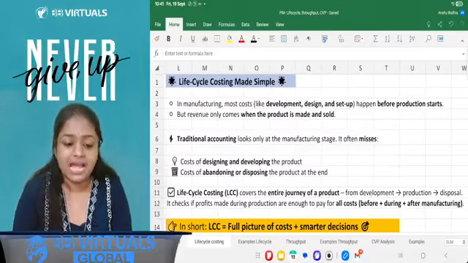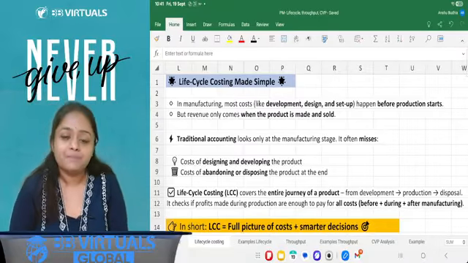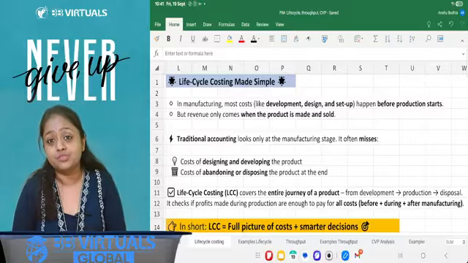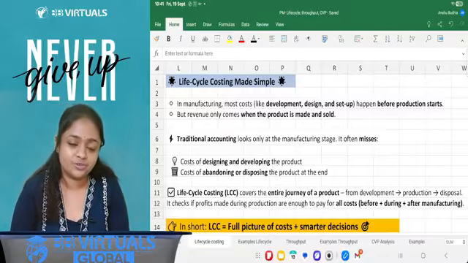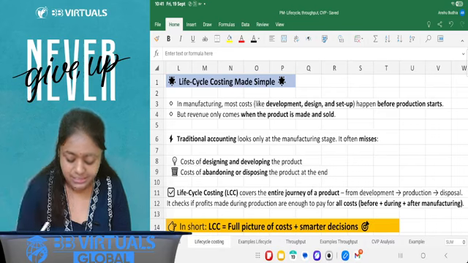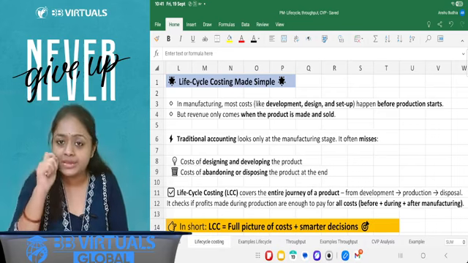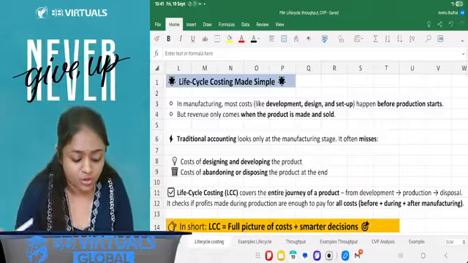Okay, so here I have just given some tips and tricks for your life cycle costing, because when it is asked in exam, sometimes students still get confused and say, ma'am, it's really confusing to know what will be included and what will not be included. So I have given a summary here just so that you never forget what to include in life cycle costing and what not to include.